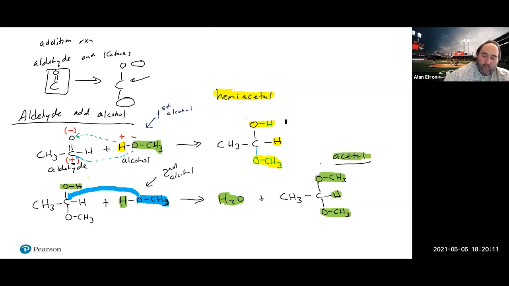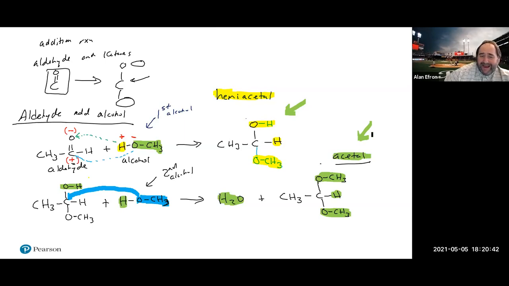So when you take an aldehyde and you add just one alcohol to it, you stop right here at the hemiacetal. If you take that same aldehyde, and you add two alcohols to it, it takes you all the way to this acetal. So hemiacetal has OH in it. Acetal has two oxygen carbon groups. Any questions on that reaction there?